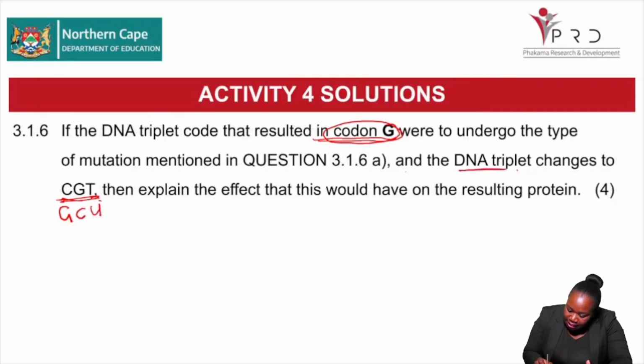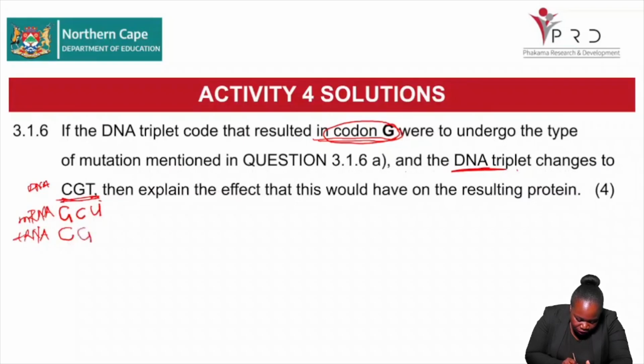Remember, this is DNA. This is mRNA. But because we are given an anticodon table, it means we must transcribe it to tRNA, which will give us CG. No, this is A. Sorry, this is A. Remember, thymine pairs with adenine. Don't forget that. Therefore, this adenine will pair with uracil. So our tRNA is now CGU.